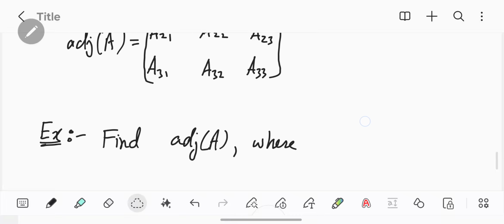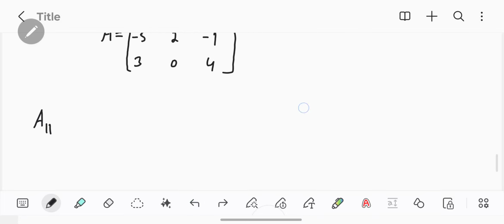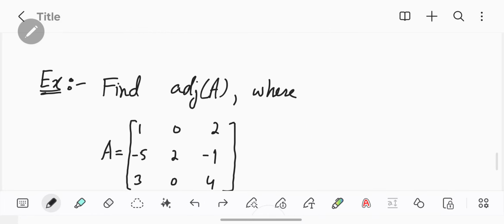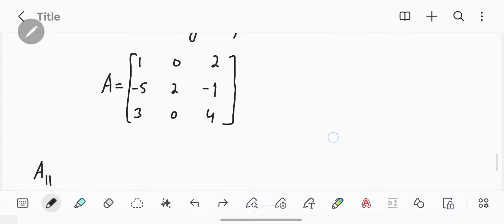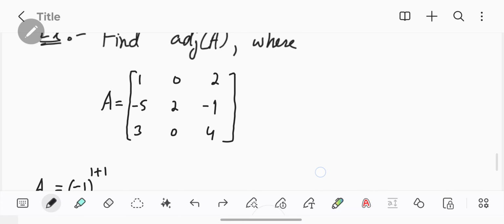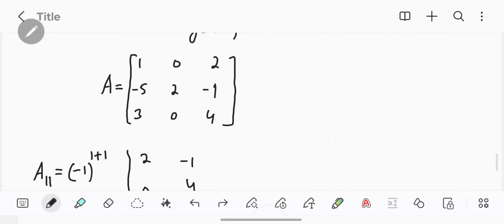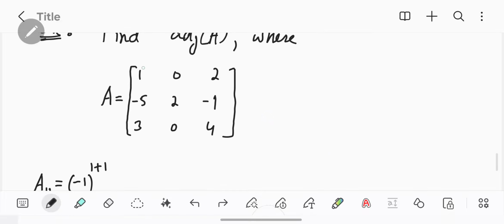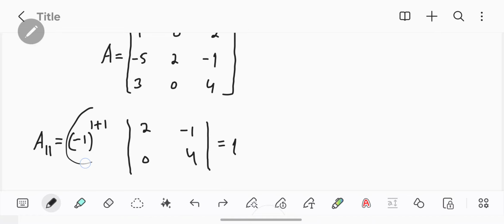Once we define the adjoint of a matrix, let's do an example. Suppose you have a matrix, then we have to find its adjoint. In order to find the adjoint, we need to find all of the cofactors starting from A11. Since A11 is negative 1 to the power 1 plus 1 times a matrix obtained by just deleting this row and this column, you will get this thing, which is equal to plus 1 times the determinant.